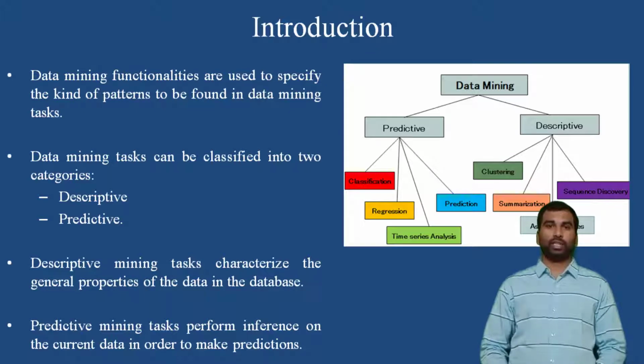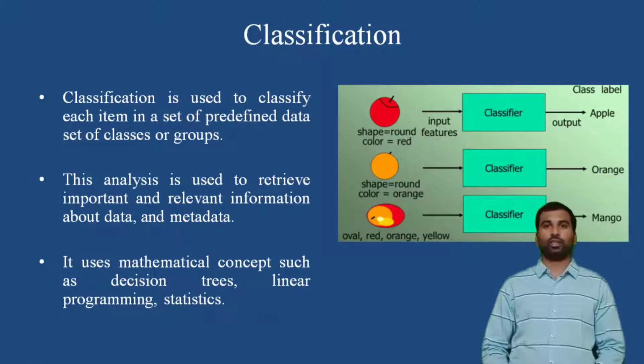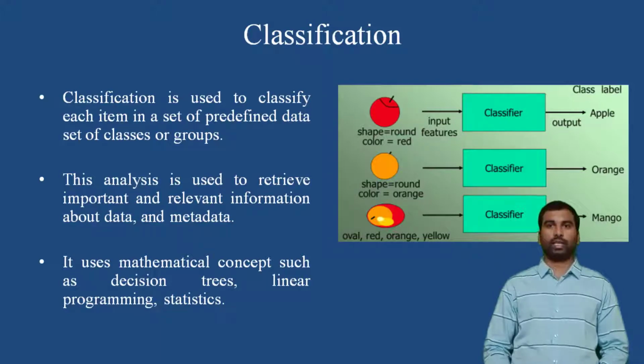So coming to classification. The classification technique of data mining is used to classify the data into different classes. It is based on machine learning. Classification is used to classify each item in a set of data into predefined classes or groups. This technique uses mathematical concepts such as decision trees, linear programming, neural networks, and statistics. In classification, there is software that can learn how to classify the data items into groups.